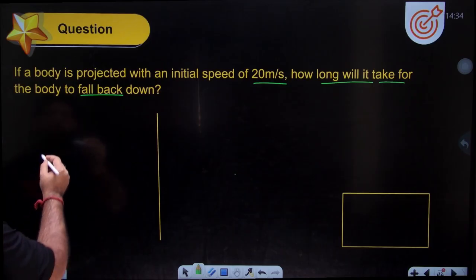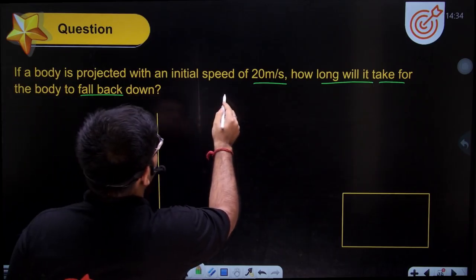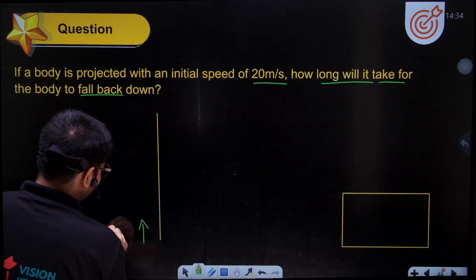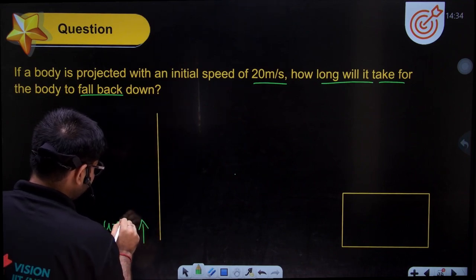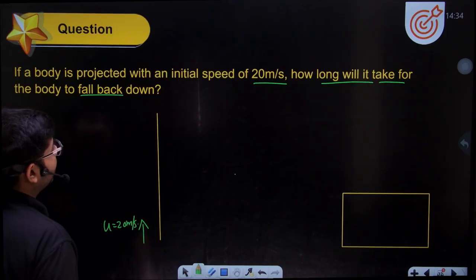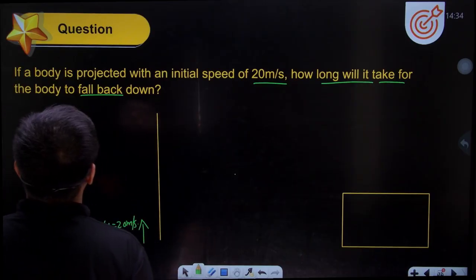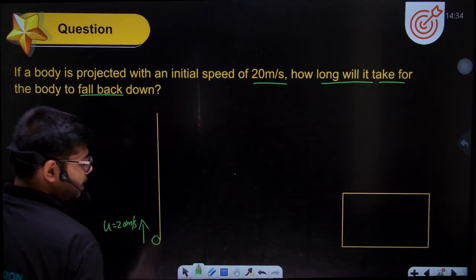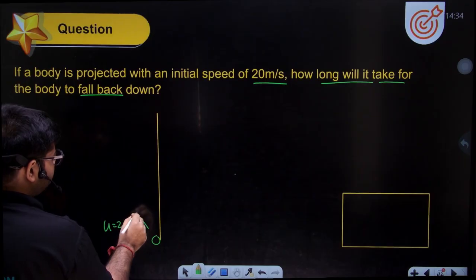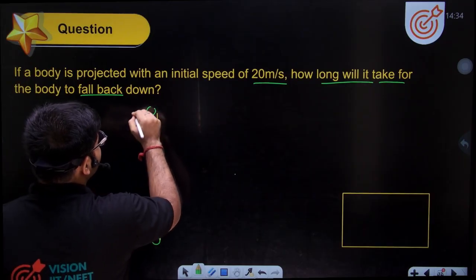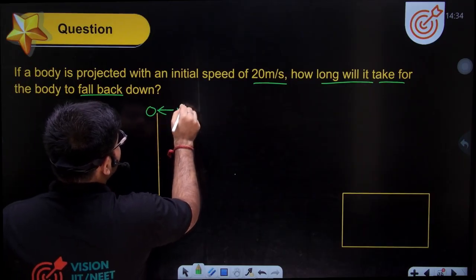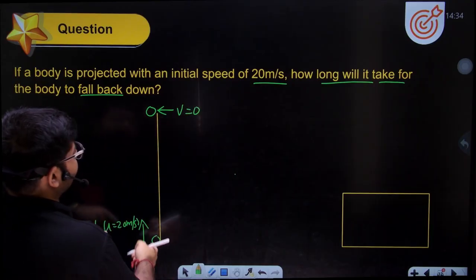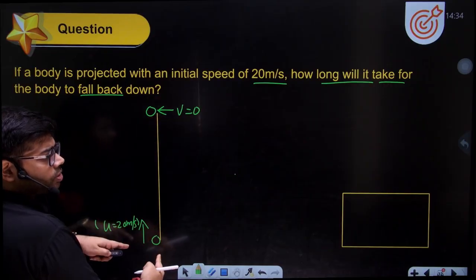What is it talking about? It is saying if a body is projected with an initial velocity of 20 meter per second, so you have the u value to be 20 meter per second, right? How long will it take for the body to fall back? So if the body is here, you are projecting it initially with 20 meter per second, it will reach here. At that time, the v is equal to 0. First, let us find out what is the time taken for it to cover this distance, from here to here.